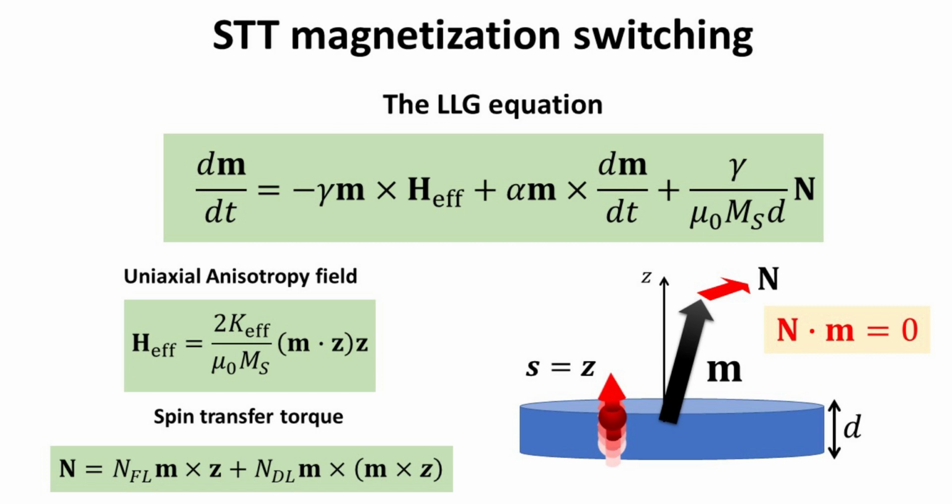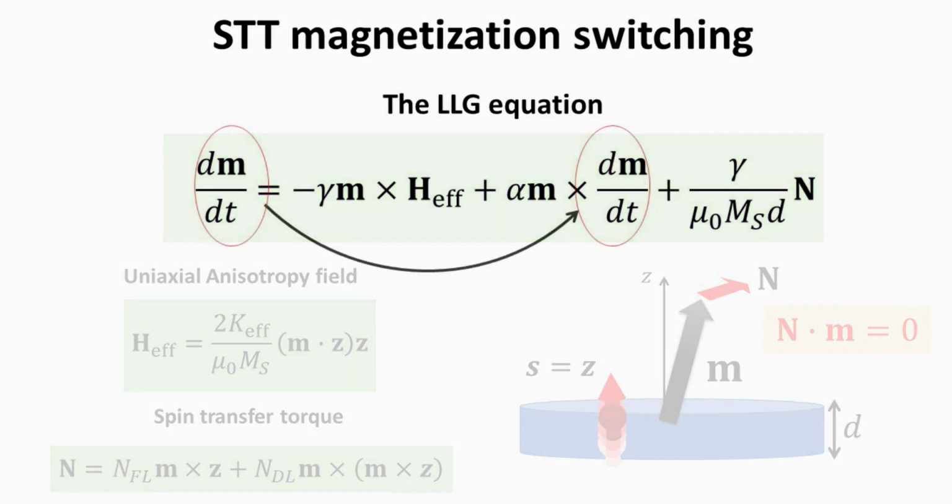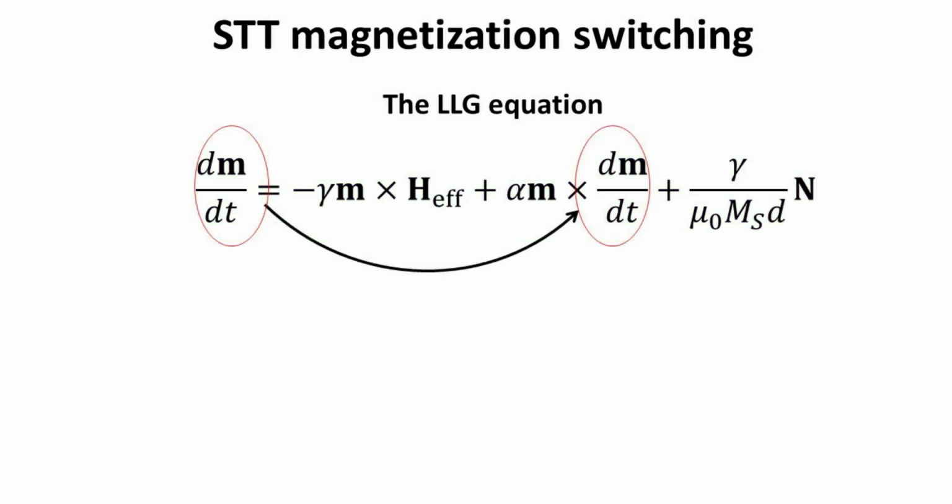To intuitively understand the impact of spin transfer torque on the magnetization dynamics, we rewrite the LLG equation in a simpler form. The simpler form, also known as Landau-Lifshitz form, is obtained by replacing the time derivative of the unit magnetization vector in the intrinsic damping term and simplifying the expression. The equation transforms into the following.